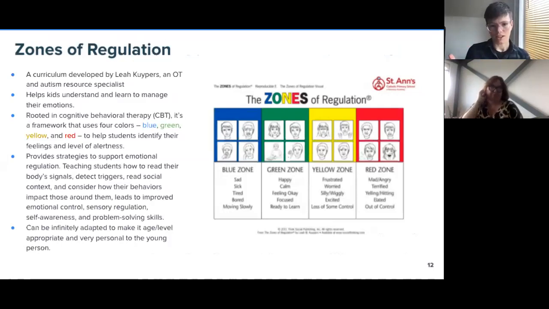Learning about RAIN from Lisa, when we first started talking about this, I was like, oh, this kind of does lean into something that I've used called the Zones of Regulation. It's a curriculum developed by an occupational therapist and autism specialist. And I find it a really effective way to help kids recognize different emotions.